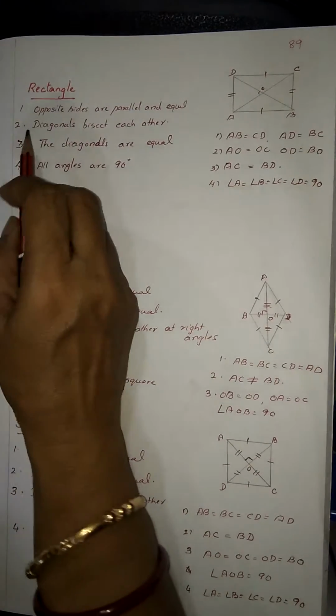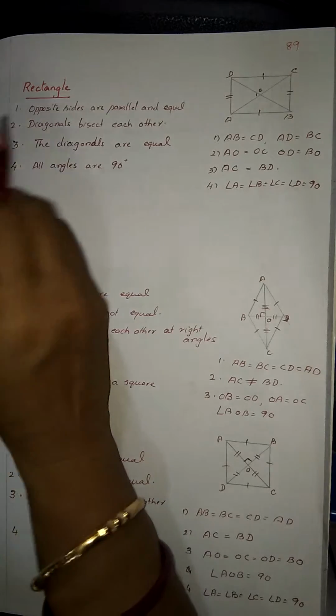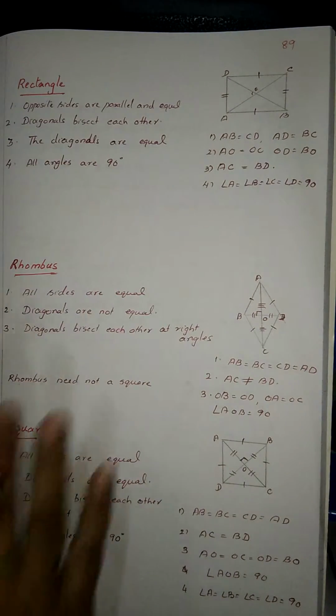Now we'll see these special types of parallelograms. All the properties of a parallelogram will hold good for a rectangle, rhombus and square.